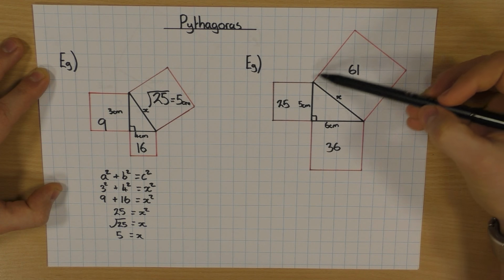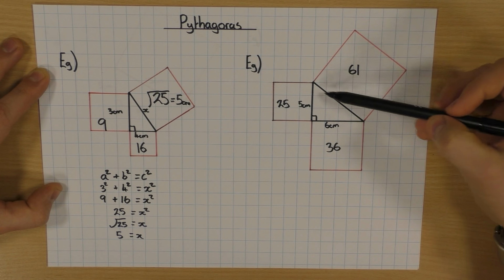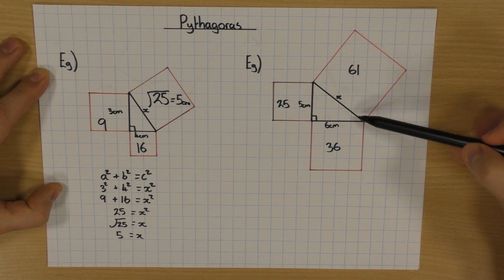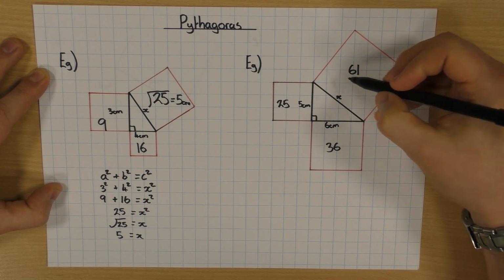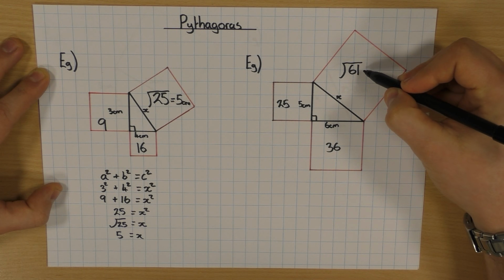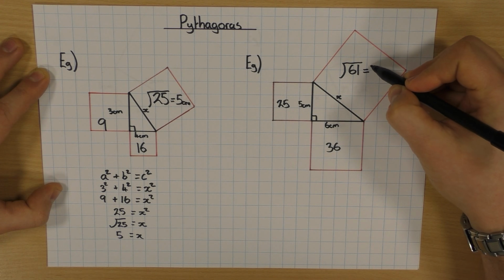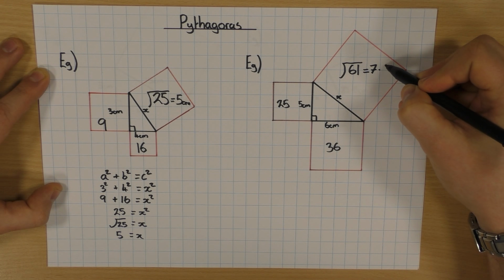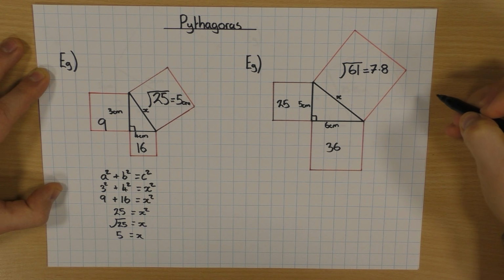And again, the area of this big square is 61, but I want the length of this side. So to do that, I square root the 61, and you probably need a calculator for that, but you get the answer of 7.8. That's been rounded.